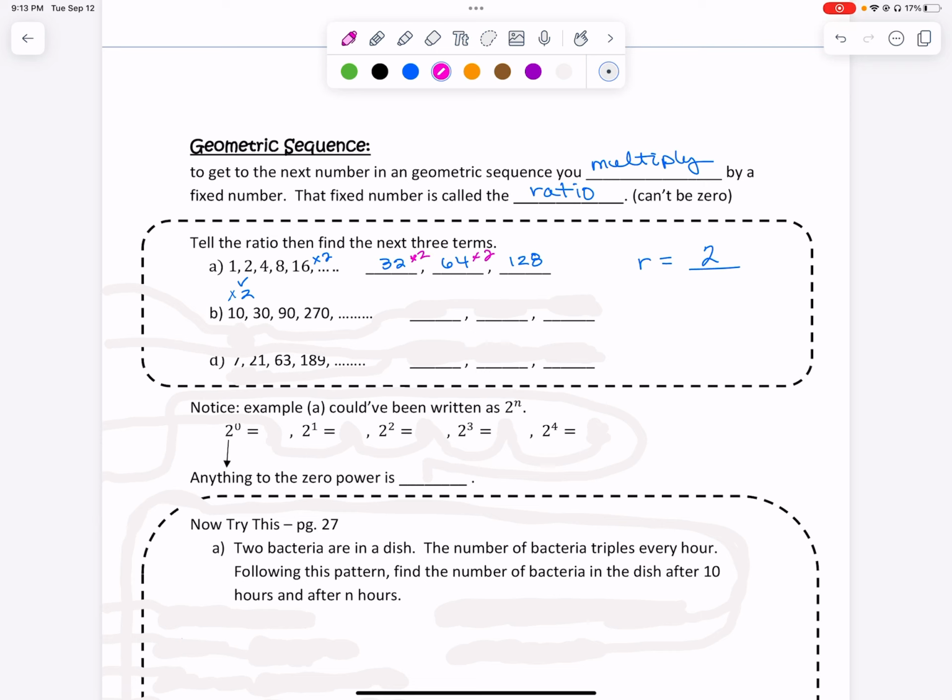Okay, so it's very similar to the arithmetic sequence, except you're multiplying instead of adding or subtracting. So for our next one, how do I go from 10 to 30? I'm going to have a ratio of what, 3? I'm multiplying by 3. So I take each one and I multiply. To get to the next one, I'm going to multiply by 3. Right?